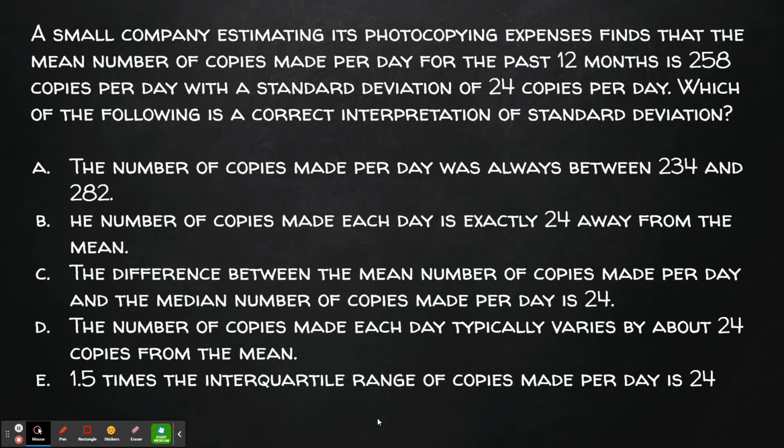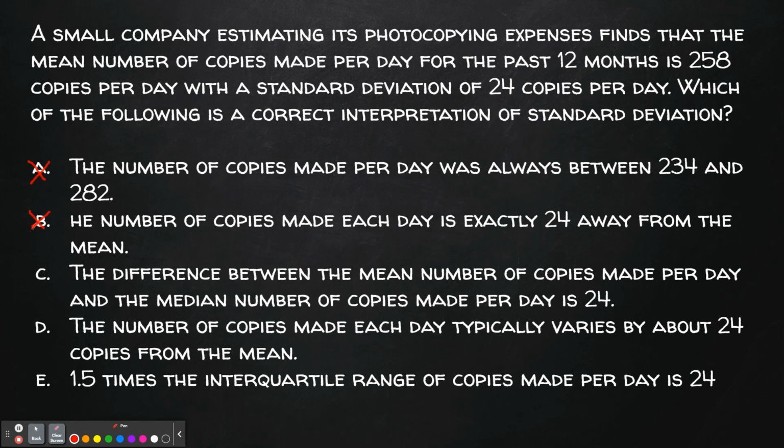A. The number of copies made per day was always between 234 and 282. Standard deviation is a typical distance from the mean, not an exact distance, so A is incorrect. Let's cross that out. B says the number of copies made each day is exactly 24 away from the mean. Again, that's incorrect because standard deviation is a typical distance.